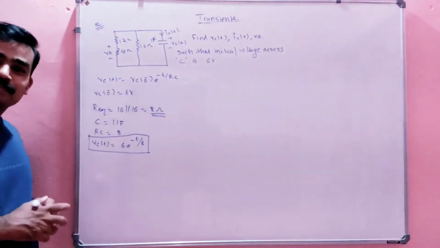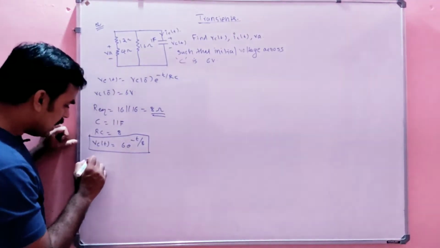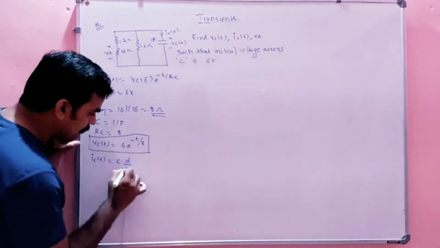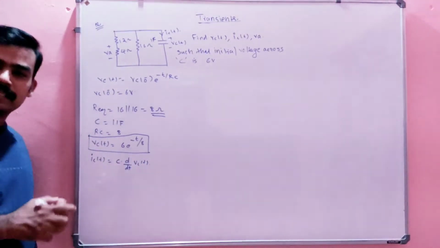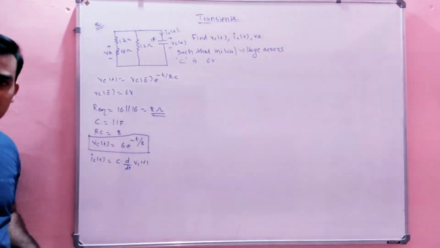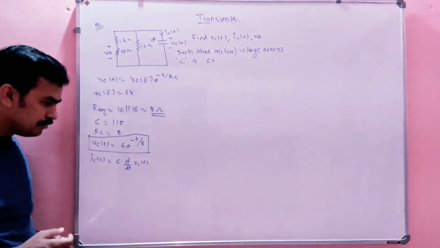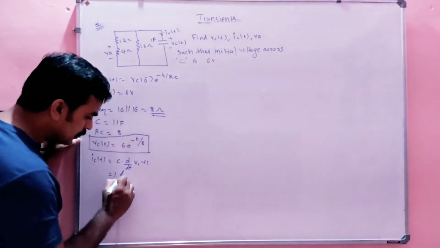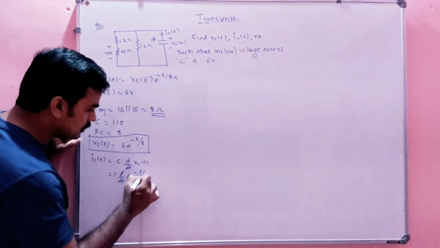Is our question over? No. We have to find IC of t also, right? IC of t is nothing but C into d by dt of VC of t. In a capacitor, I is equal to C into dV by dt. We learned that, right? But here C is equal to 1, so 1 into d by dt of VC of t, which here is 6 e raised to minus t by 8.